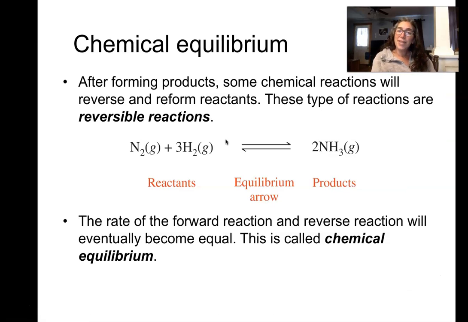So since most acids and bases are weak acids and bases, and the reaction is reversible, they only partially dissociate, and they have this two-way arrow. This two-way arrow is called an equilibrium arrow.